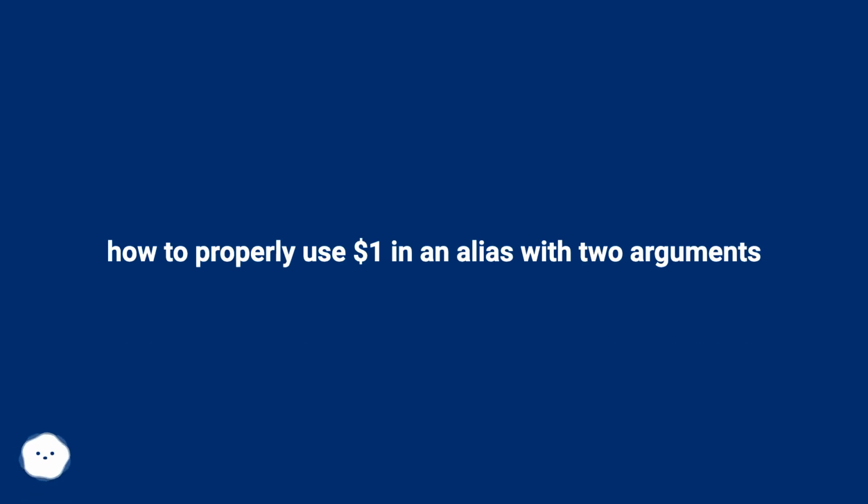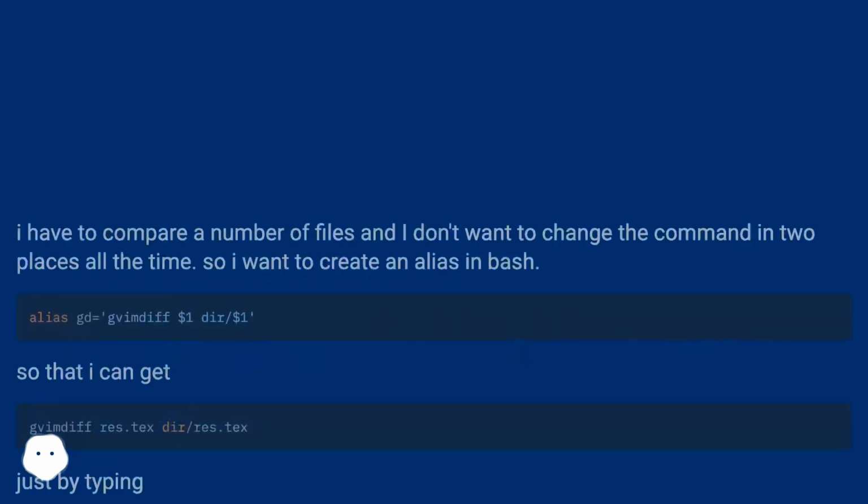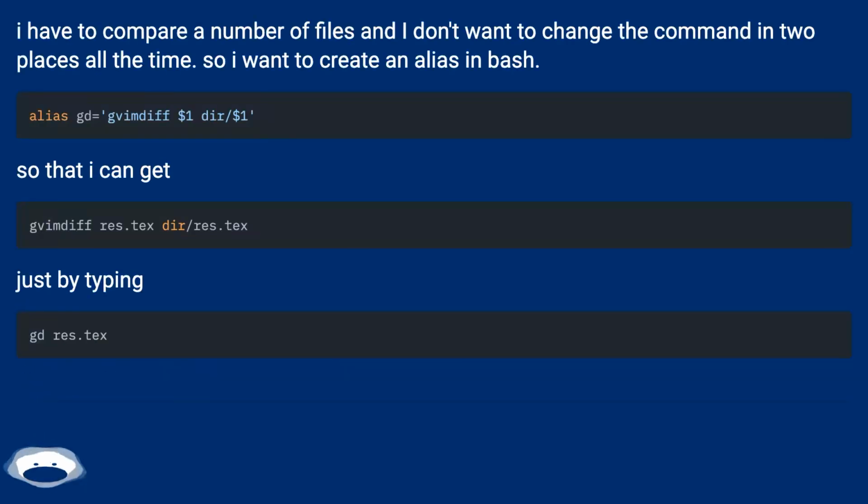How to properly use $1 in an alias with two arguments. I have to compare a number of files and I don't want to change the command in two places all the time. So I want to create an alias in bash, so that I can get it just by typing.